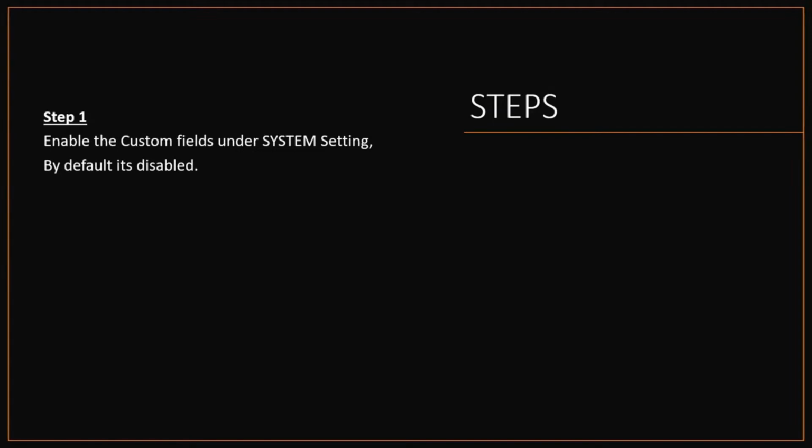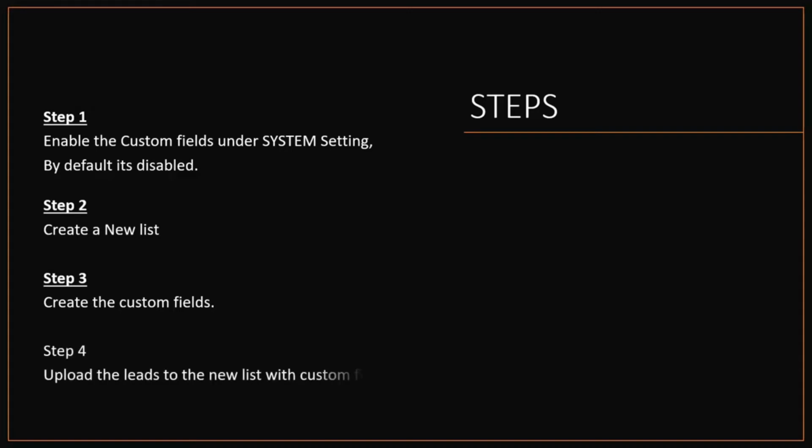Steps to enable and create custom fields. Step 1. Enable the custom list fields option under Admin, System Settings. By default it's disabled. Step 2. Create a new list without any data uploaded. Step 3. Creating new custom fields in the list which we created. Step 4. Upload leads to the new list to start dialing.